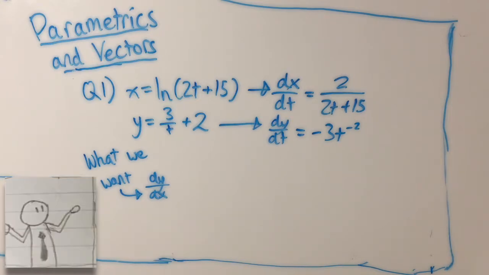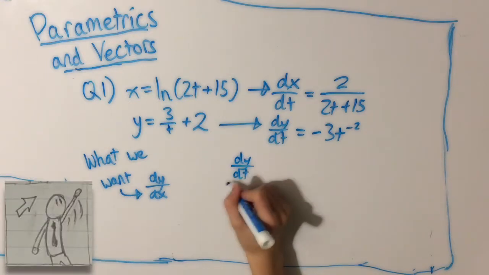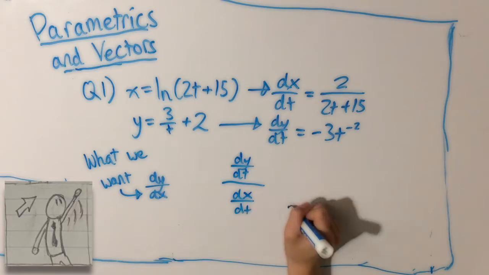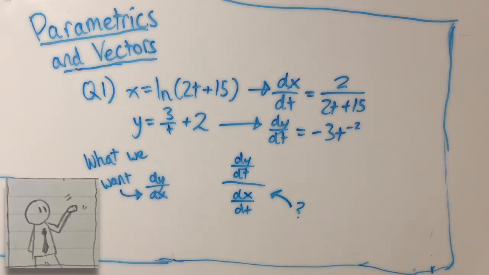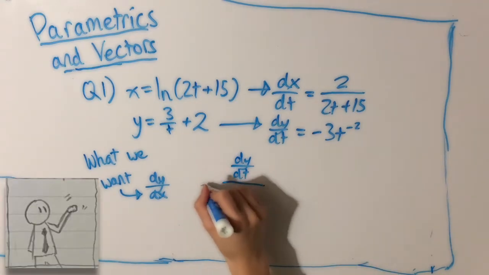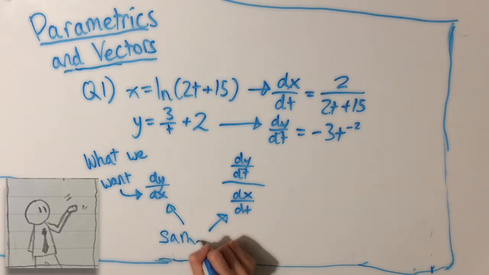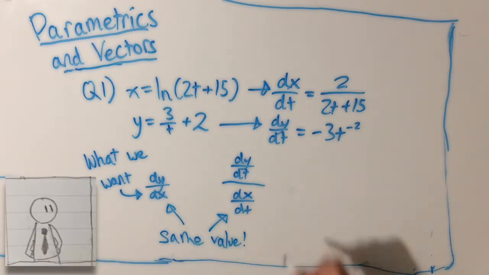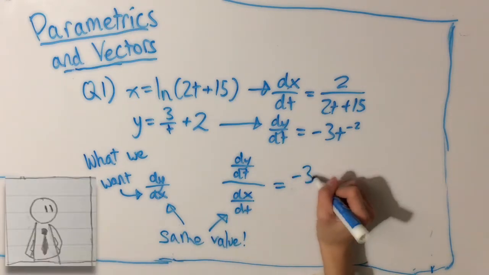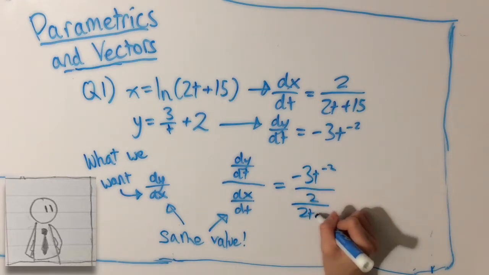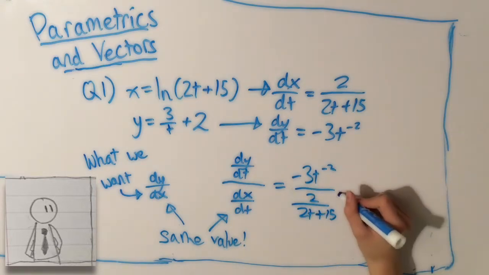Clearly, dy dt and dx dt are only representing the rate of change for x and y over time separately. But what if we put dy dt over dx dt? Dividing the change in y over the change in x will in fact get us exactly the equation we need. So dy dx is equal to negative 3 times t to the negative second over 2 over 2t plus 15.